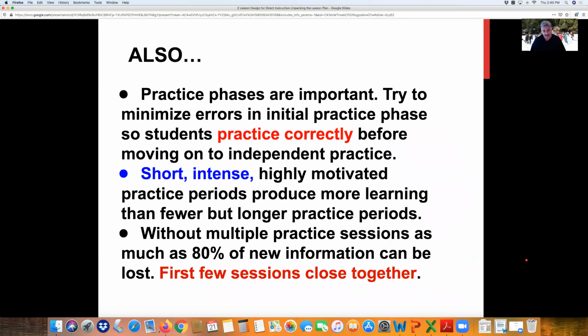You want to practice correctly as kids go through this before they move on to independent practice. I could always tell when my children's teachers didn't do a lot of guided practice and modeling, because we ended up doing a lot of teaching at home when they were supposed to be independently doing it at home. Short, intense practice periods produce better learning than longer, extended practice periods. And you want to practice early, and you want to have the first few sessions close together so they can retain the information.